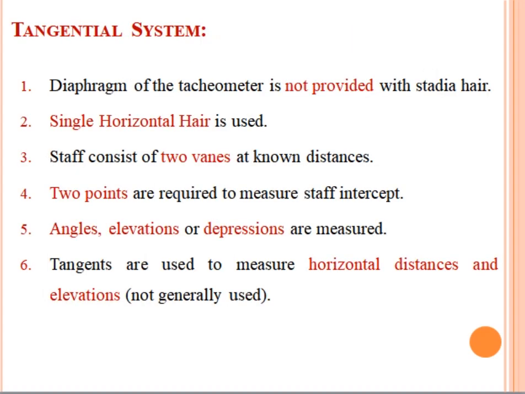Then the tangential system: the diaphragm of the tacheometer is not provided with stadia hairs here. A single horizontal hair is used. The staff consists of two vanes. Two points are required to measure the staff intercept. Angle of elevation or depression is measured. Tangents are used to measure the horizontal distance and elevation.